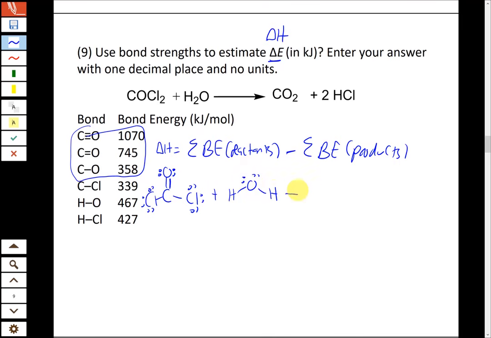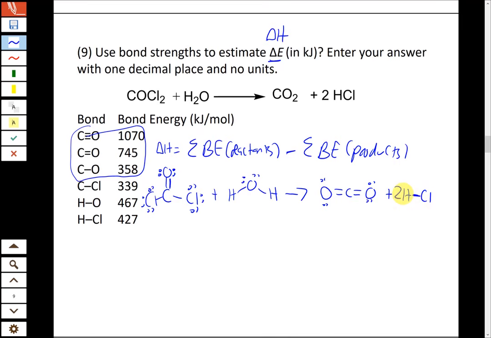That's easy enough. And then on the product side, we have CO2. We've drawn that Lewis structure plenty of times, but it is important to remind ourselves for this that it has 2 carbon-oxygen double bonds for CO2, and then we have HCl, which is just one bond, but there's 2 of them, so we have to make sure that we account for that.